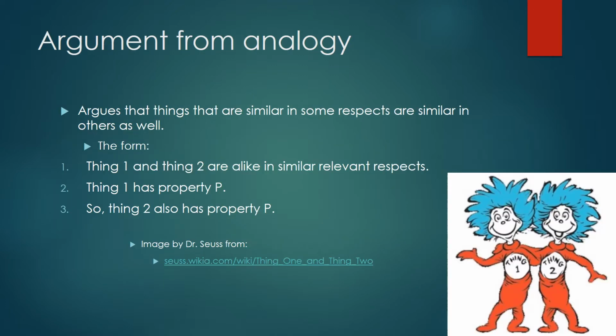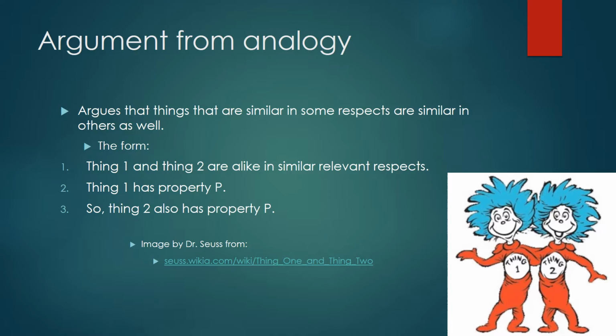Okay, our next inductive form is argument from analogy, right? Argument from analogy argues that things that are similar in some respects are similar in other respects as well. So here's the form. Again, this is the stilted logic book form. I'm going to give you some examples which should make it a little more clear. Thing 1 and thing 2 are alike in similar relevant respects. Thing 1 has property P, so our conclusion is that thing 2 also has that same property P.